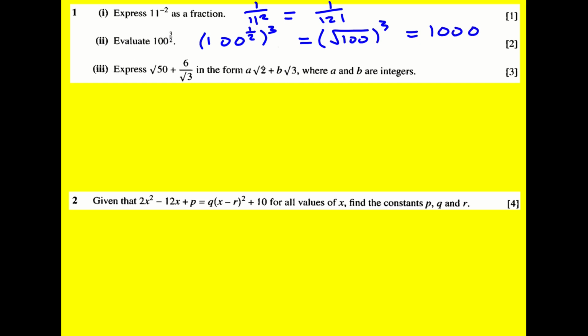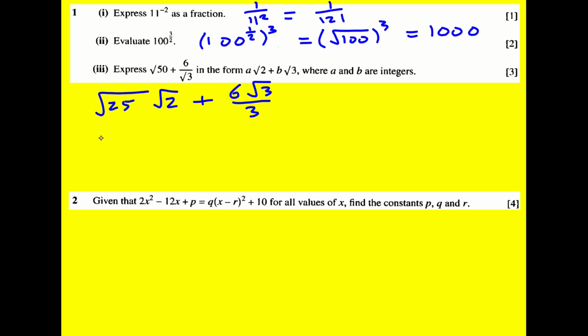Here we're expressing it in a different form. Essentially, this is a rationalizing the denominator question and a simplifying surds question. So root 50, we can write that as root 25 times root 2. I've kind of done 2 steps in one. And then this one here, 6 over root 3. I want to rationalize the denominator, so it's going to become 6 root 3 over 3. I've done that quite quickly. I've timed the top by root 3 and the bottom by root 3.